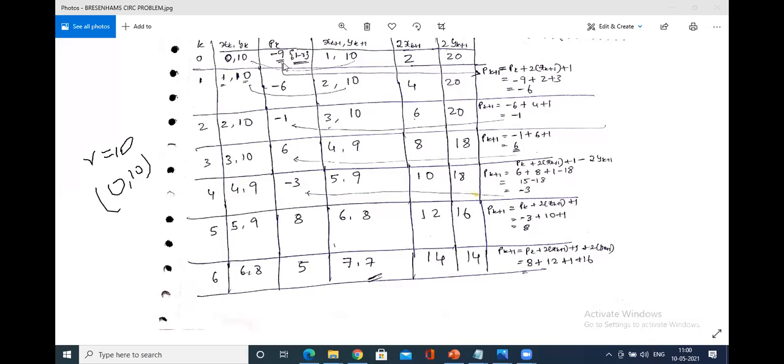so what do you do? Pk is a negative value. What happens when pk is less than 0? You will retain the same yk value, and x will be incremented in unit interval, 1 comma 10, based on this pk value, and you will find the new pk value, that is minus 6. How do you calculate that minus 6? Pk plus 1 will be, since pk is less than 0, pk plus 2 into xk plus 1 plus 1. This is the standard formula from the algorithm.